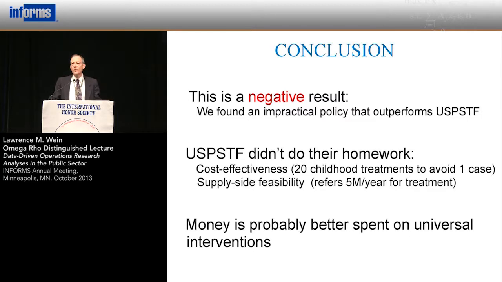They kind of read the literature review, said, okay, BMI goes down a little bit from treatment, so let's start doing treatment. They didn't look at all at the cost effectiveness, and this is fairly ineffective. And they didn't look at all, not even mention, the supply side feasibility. This would refer 5 million kids per year to treatment. There's not enough psychologists or social workers, whoever does this one-on-one treatment, to do this. So in our view, this money is better spent on prevention. Give the money to the First Lady and Mayor Bloomberg and other people, and just spend it to get better food in schools and so forth.